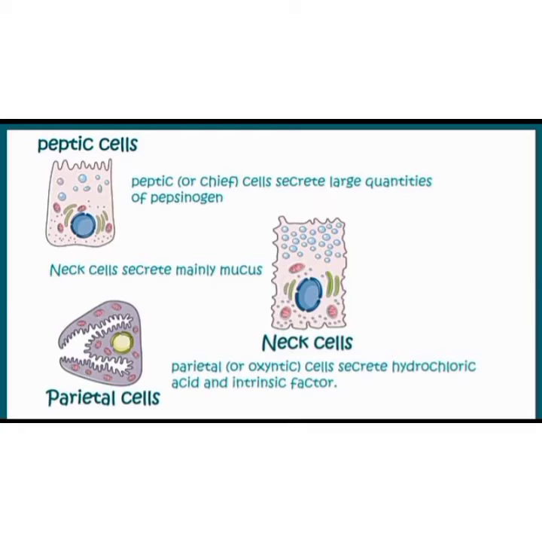Second, neck cells. Neck cells secrete mucus for the lubrication of the contents to reduce friction. Parietal cells are also called oxyntic cells, and their main purpose is to secrete our gastric acid, which is hydrochloric acid, whose functions I have already mentioned. The second thing released by parietal cells is intrinsic factor. Intrinsic factor helps in the absorption of vitamin B12.